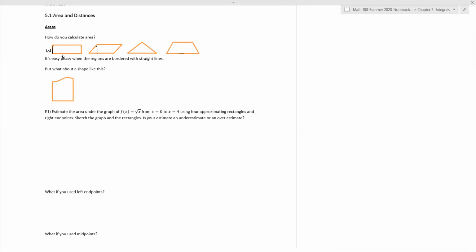So in general, when we calculate area, you don't have to have those memorized right now, although you probably do.